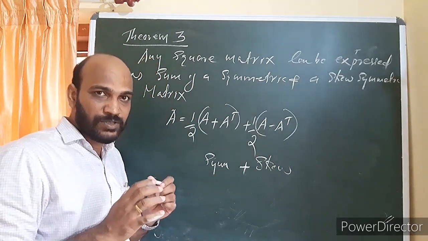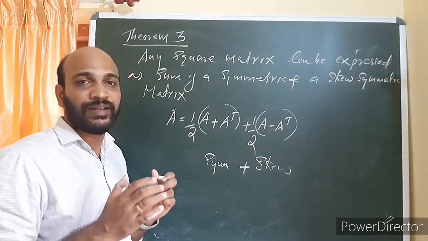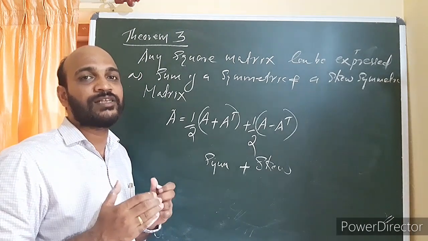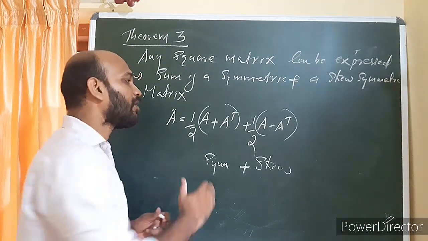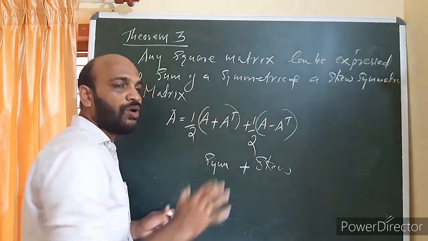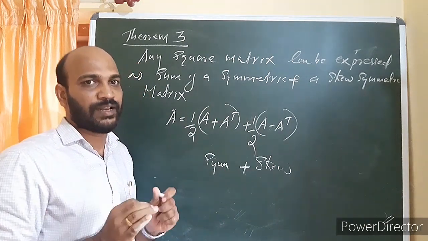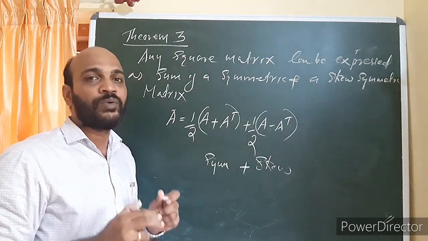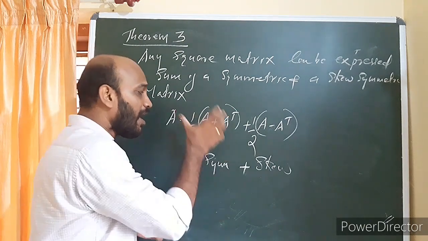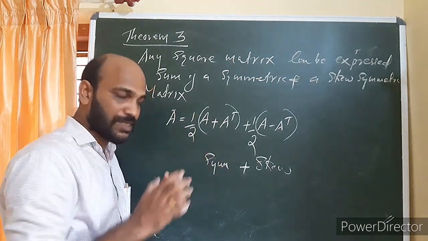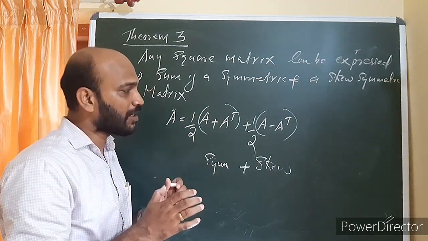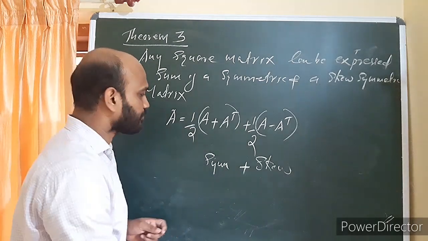In this way, we can express a matrix A as sum of a symmetric and a skew symmetric matrix. So you can expect a question like this: express the given matrix as sum of a symmetric and a skew symmetric matrix. For that, you have to use this formula: A equal to half into A plus A transpose plus half into A minus A transpose, where half into A plus A transpose is symmetric and half into A minus A transpose is skew symmetric.